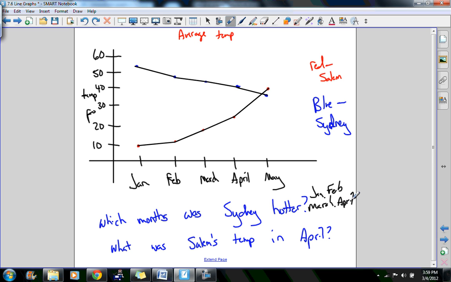All those months. And then it asks us, what was Salem's temp in April? Well, Salem's right here. This is April. So it looks like about 22, 23 degrees Fahrenheit, because it's labeled in Fahrenheit. Okay, line graphs are not too tough.